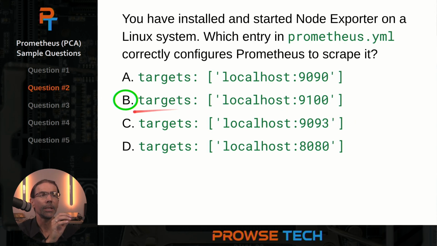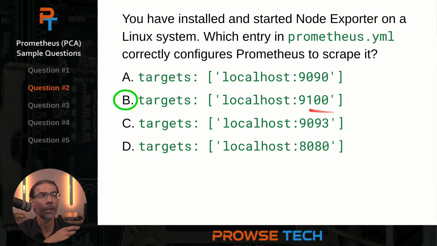Again, the correct answer was B, targets, localhost:9100. Now, we put localhost here, but really, in the real world, you'll have to specify the IP address of the system. If you're doing this all on one virtual machine, which is fine, you can run Prometheus in one terminal and you can run the node exporter in another terminal, then it would be localhost. But if you want to connect to remote systems, and normally you would have the IP address here like we did, or the DNS name.